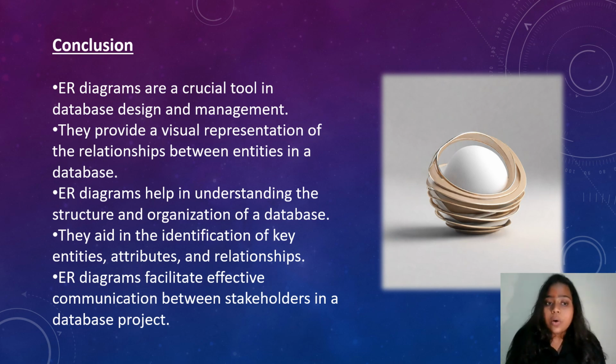So that was all about ER diagram notations. It consists of basically three things: entities, relationships, and attributes. The entities consist of attributes, and the relation between the two entities is described by a relationship. So that was all about ER diagram notation.